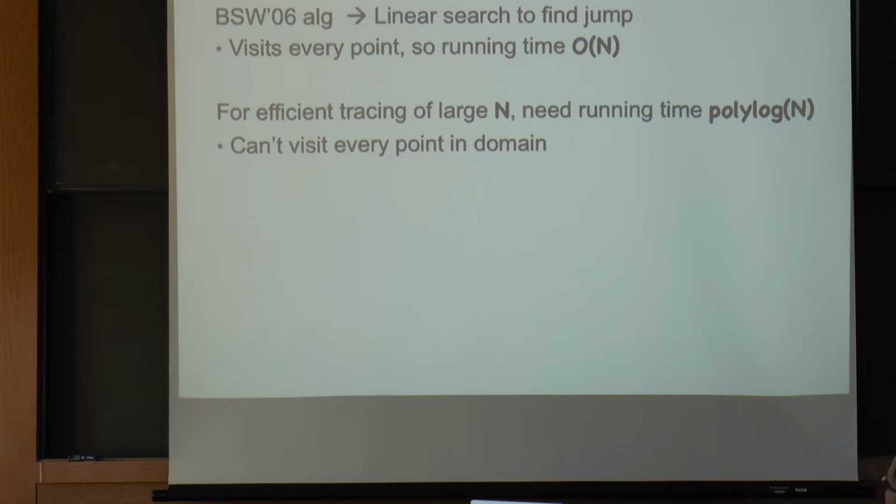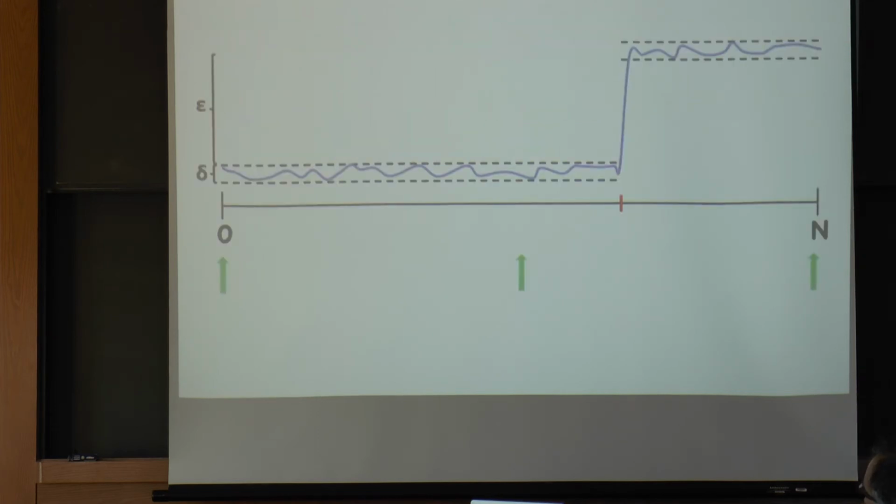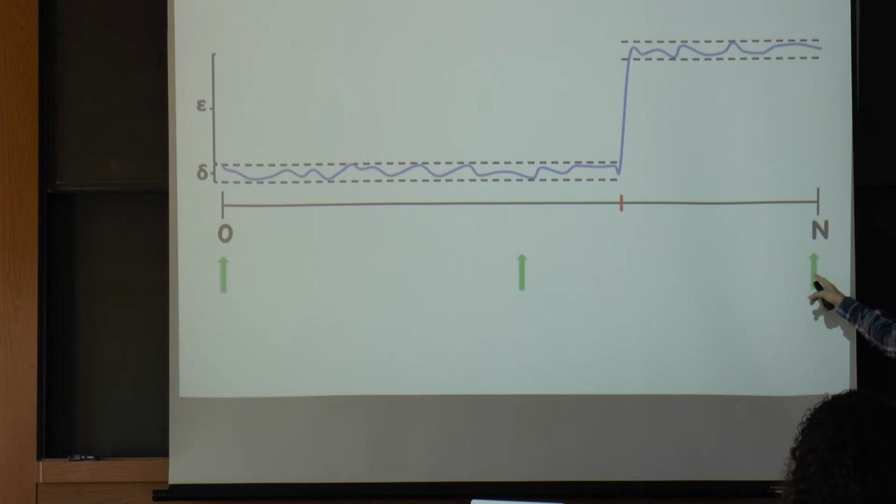For efficient tracing, we need something polylogarithmic in the number of inputs. This means we can't visit every point in the domain. So the very natural thing to do is a binary search. And at first glance, this looks like it works. So here's what I do. I first query the function on the endpoints, as well as right in the middle, and I look to see where there's a gap.